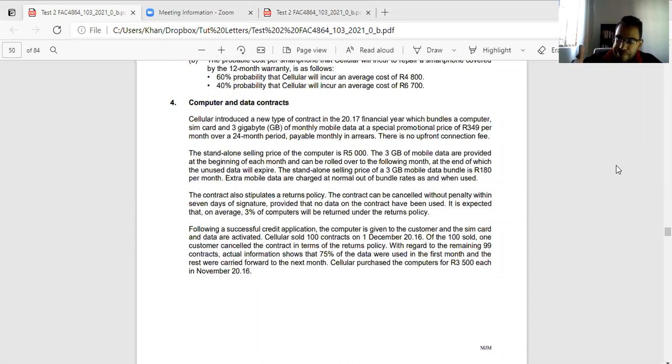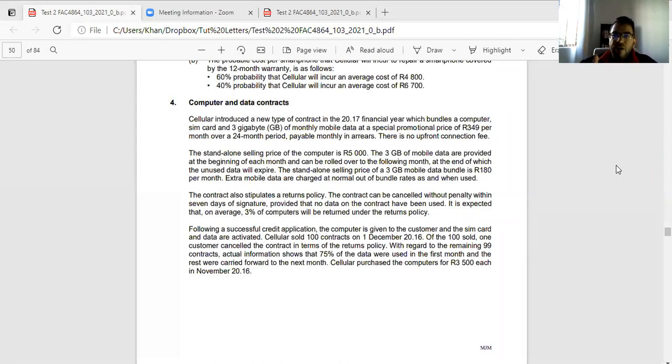So on day one, you will recognize something in respect of the refund policy. Once the refund policy comes to an end, so in this case after day 7, then you will reverse any refund that has not been utilized. Okay, so just be aware of that. So they say the contract can be cancelled. Okay, we read that. It is expected that on average, 3% of computers will be returned under the returns policy.